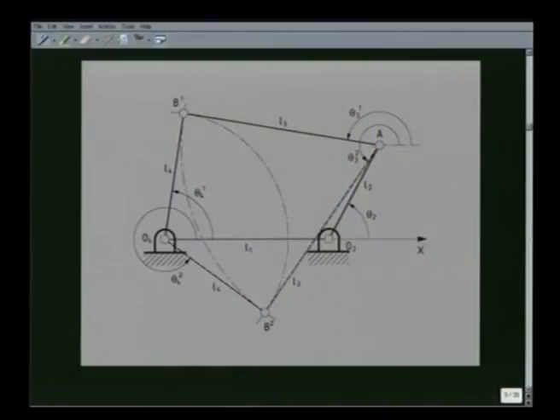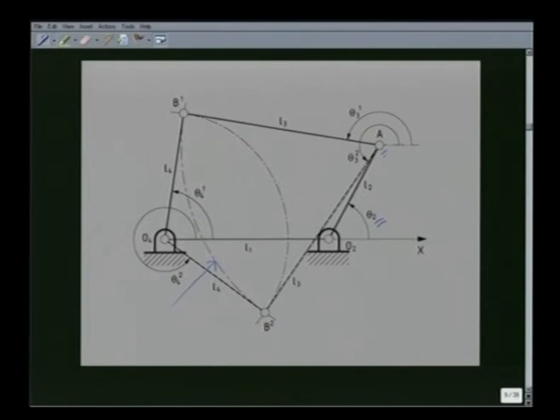This aspect is very clear if we solve the same problem by graphical methods. Suppose we are given L1, that is the length O4 O2, the link length L2, that is O2A, and the angle theta 2. All these are prescribed. So, we reach from O4 O2 to A. The link lengths L3 and L4 are given. So, I can draw a circular arc with A as center and L3 as radius, and we get this circle. So, the point B must lie on this circle.